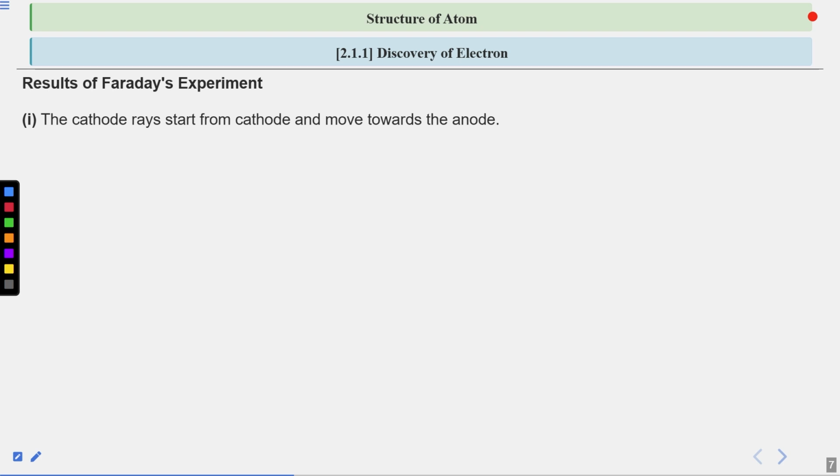The first thing is that there are rays. Okay, there are some rays which are moving from cathode towards the anode. Now those rays are called cathode rays. So Faraday named them as cathode rays.